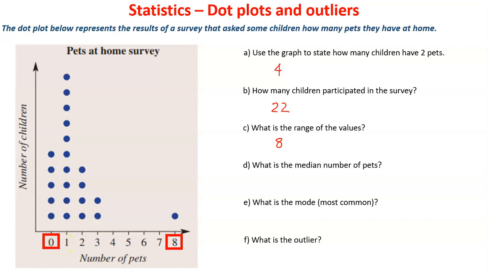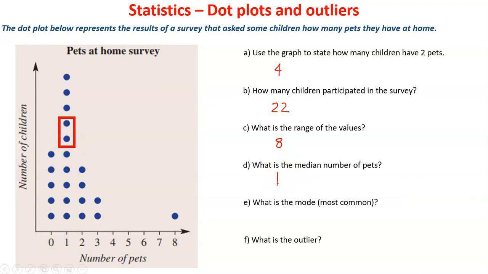Question D, what is the median number of pets? Well, we already know that there are 22 children that took part in this. So our median is going to be between our 11th and 12th data entry. Now in this case, they both fall within 1 pet. So we can say that our median is 1 pet because both dots are actually in the same spot. So that's going to be 1.